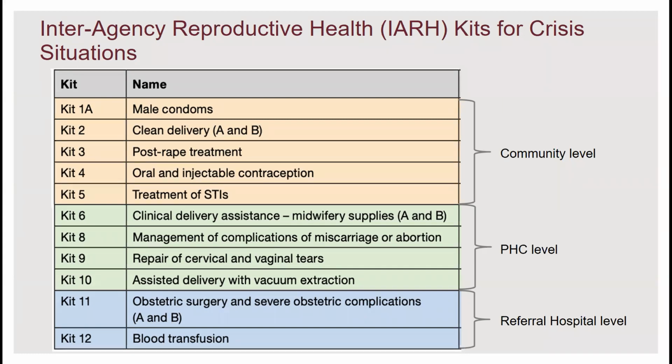Kits can also be organized by level of healthcare. In this example, each color represents a different level. The first 5 in orange are for the community level. The next 4 in green are for primary healthcare facilities. And the last 2 in blue are for referral hospitals. Note that the levels of kits are additive. So a primary healthcare facility would also receive any community level kits relevant for the services they provide. And of course, the services offered per level will also depend on the structure of the health system or the humanitarian program.